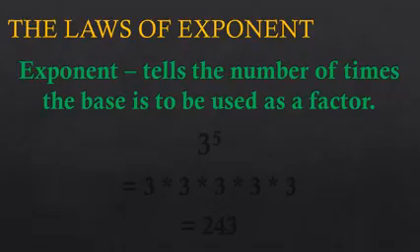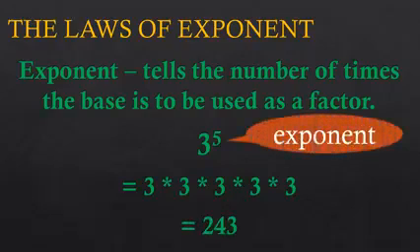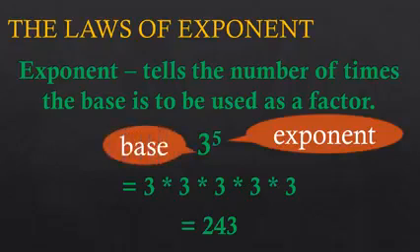For instance, we have 3 raised to 5. This means that 3 raised to 5 is also the same as 3 times 3 times 3 times 3 times 3. Again, by definition, exponent tells the number of times the base is to be used as a factor. That means we need to multiply 3 by itself 5 times. And the product is 243. 5 here is our exponent, and our 3 here is the base.